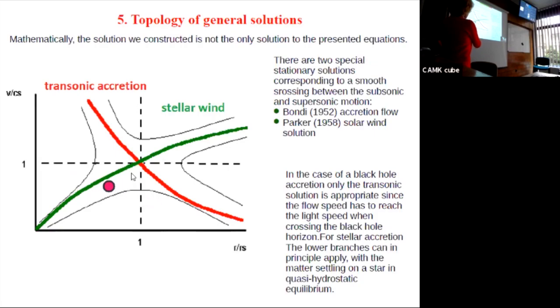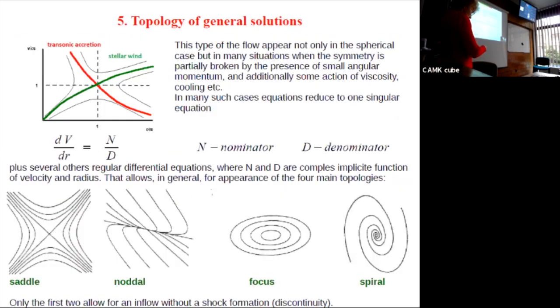For example, here, you never cross the sonic point, but you can assume that if, for example, the star is huge and you settle the material there, maybe you don't need this. But anyway, the topology of solutions is quite complicated. But it can be even more complicated.